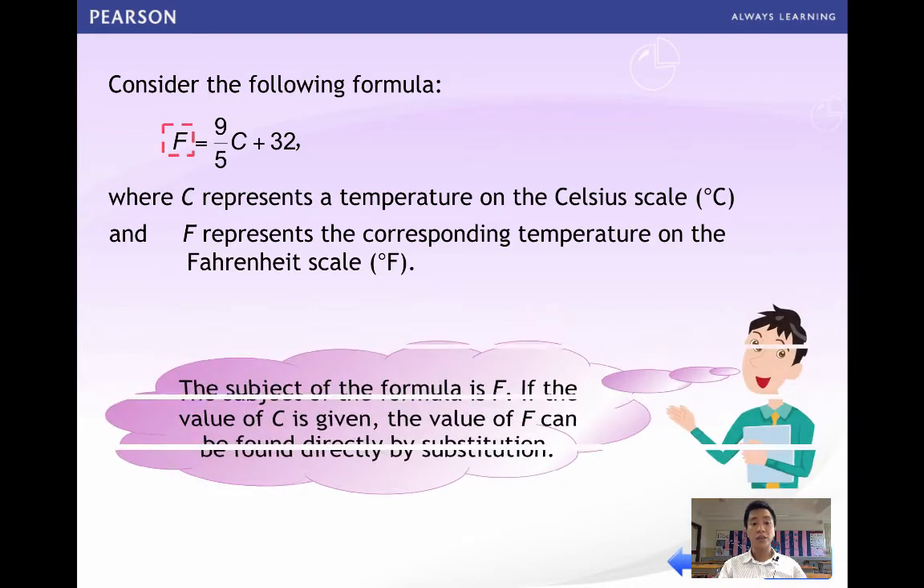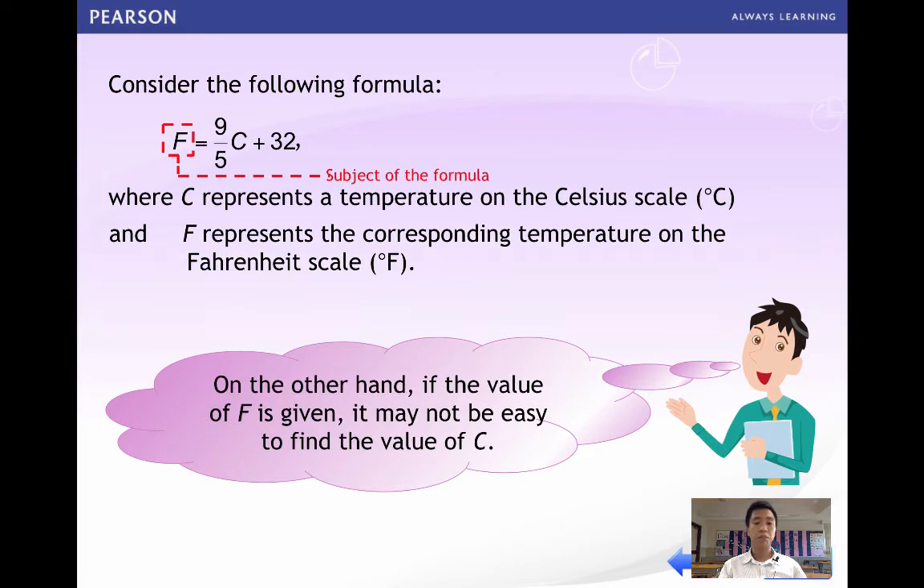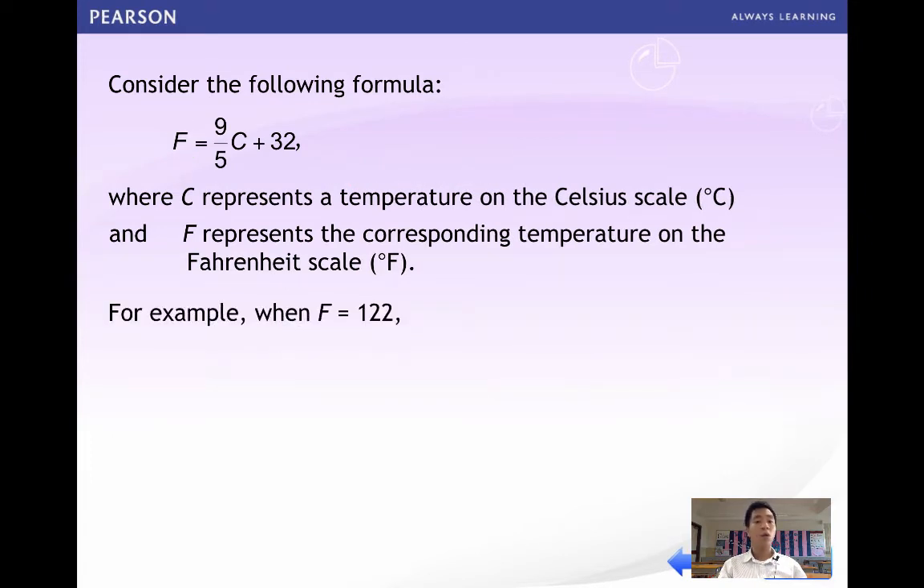Then we try to change the subject. First of all, the subject is F for this formula. What if we want to use the subject C? Maybe we have to change the subject. When F equals 122, if we don't change the subject and we want to find C, we have to do a lot of calculations so that we can find out C is equal to 50.